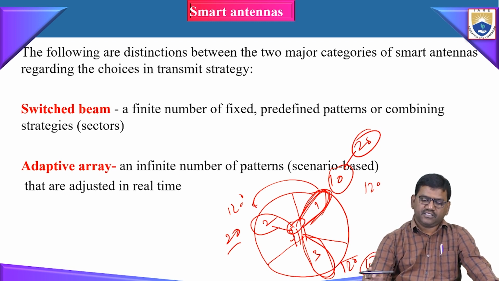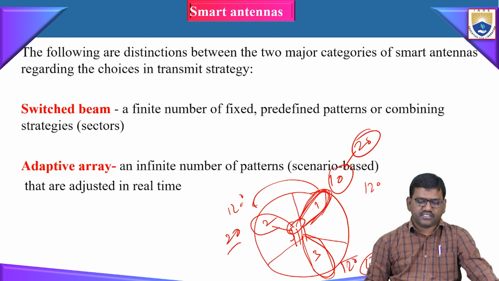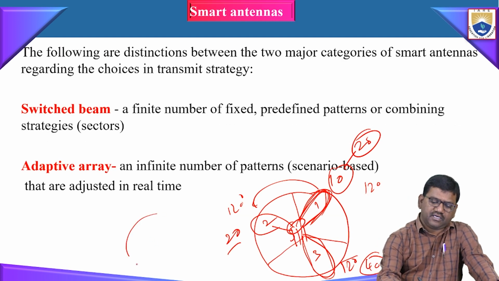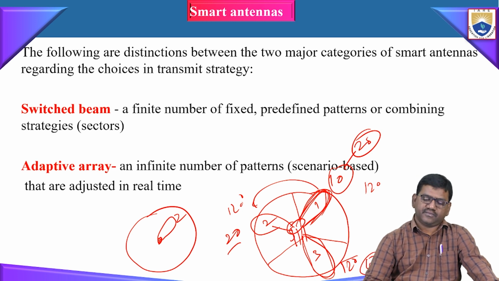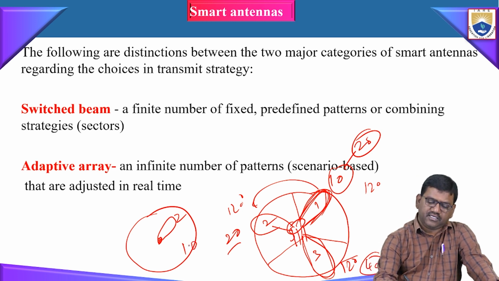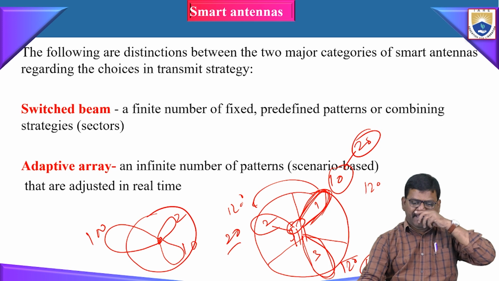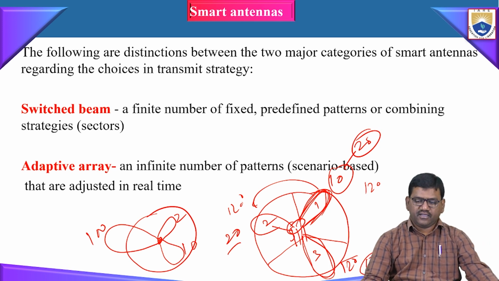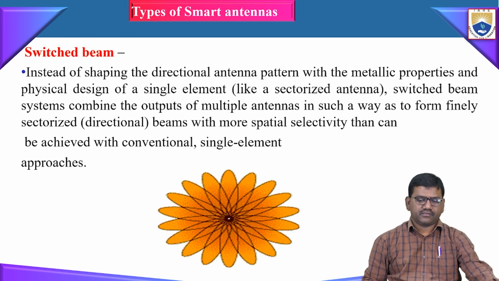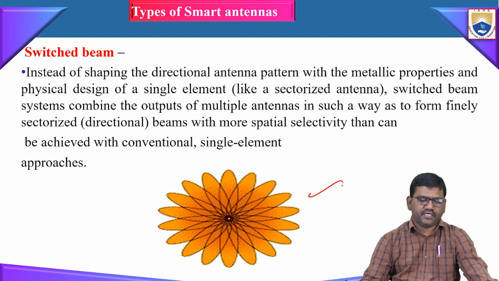In adaptive array system, this is not the case. Suppose in adaptive array system, it automatically adjusts to the number of users. Suppose there are two users here, the radiation will be directed to this portion. Suppose if there are 10 users here, some amount of radiation is shared to these 10. If there are 100 users here, the maximum amount of signal is given to this direction. So like this, in a real-time environment, the smart antenna will work based upon the requirement. So this is the switched beam or predefined patterns.